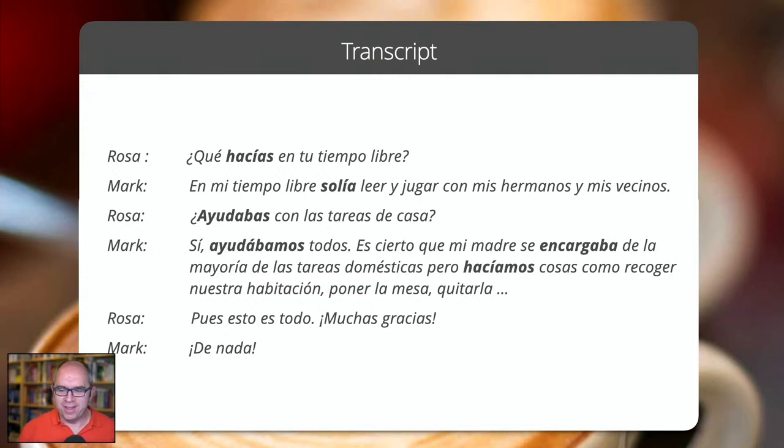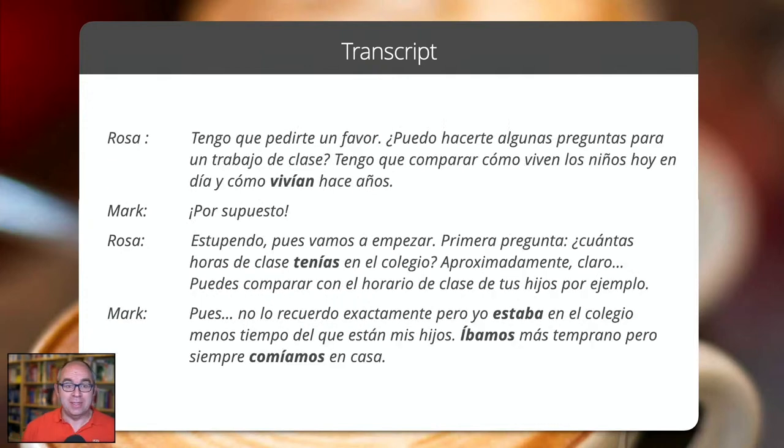Okay, so hopefully that made sense, a little more sense when you can see what's in front of you. Let's go through this, and particularly we're going to pay attention to these imperfect tenses. So Rosa begins by saying, tengo que pedirte un favor. I have to ask you a favor. ¿Puedo hacerte algunas preguntas para un trabajo de clase? Can I ask you some questions for un trabajo de clase, a piece of homework?